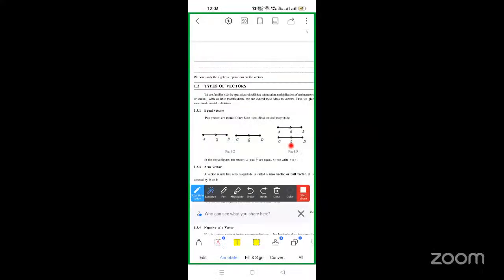Same direction and equal magnitude, same magnitude. So therefore we can say that these two vectors are equal.